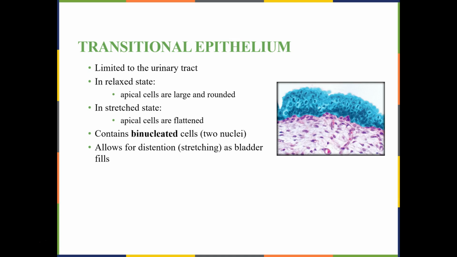It lines the ureters. And its function is to distend or stretch as the bladder and the ureters fill. And then as the bladder releases urine, the tissue goes back to its relaxed stage and it changes in shape. So the apical surface can be cuboidal all the way down to squamous shaped, whereas the basal surface is almost always going to be cuboidal in shape.